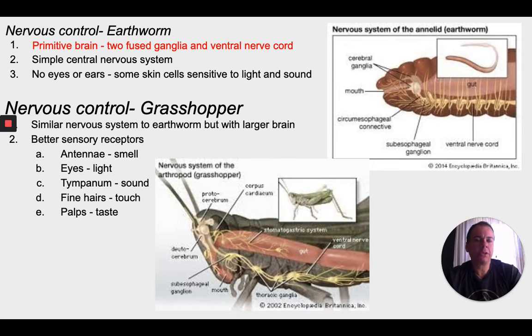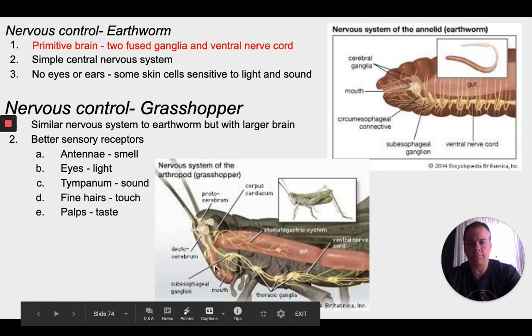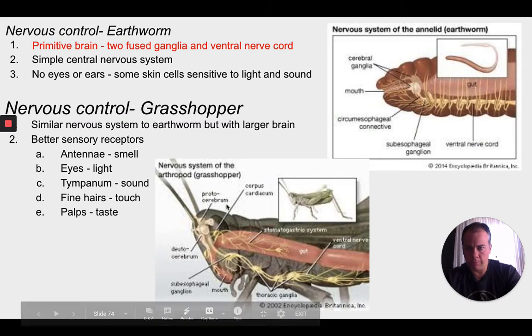Grasshopper is a little bit similar to the earthworm. However, the ganglia are larger. Okay, and so we see that the earthworm nerve cord also travels down the ventral side of the organism.